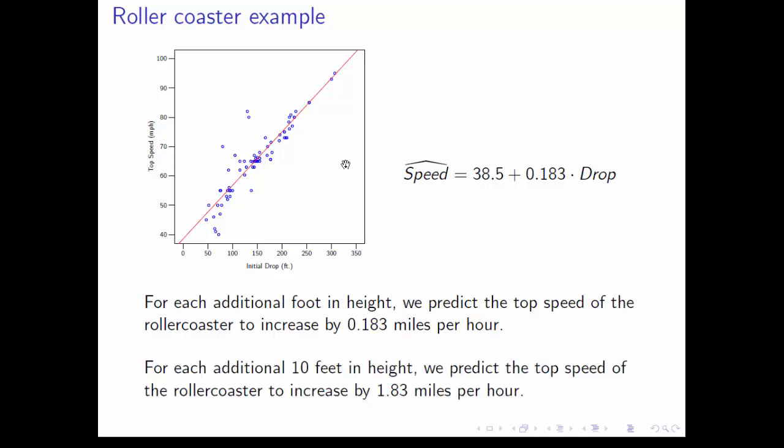Why? Because each 1 foot increases it by 0.183, so 10 feet would be 10 times 0.183, which is 1.83 miles per hour. So I now have a notion of how roller coasters work that I wouldn't have had before. You might go ask an engineer, who might do some theoretical calculations, but the beauty of this is that it's based on actual data from actual roller coasters. There's no question that in some sense it's closer to the truth than the theory an engineer might work out.